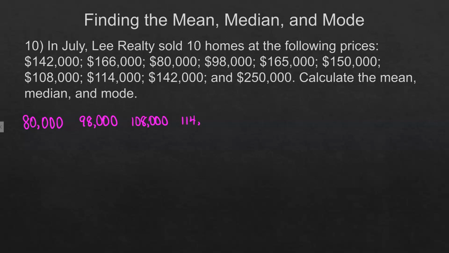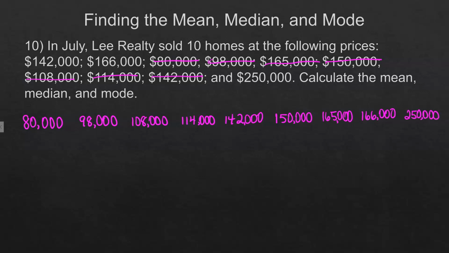And then we have 114, 142. I have these listed out for me. Let me mark these out so that can help. There's 80,000 and 98,000 and 108, 114, 142, and then we're on to 150 and 165, 166, and then last we have 250. I'm barely going to get that on there.